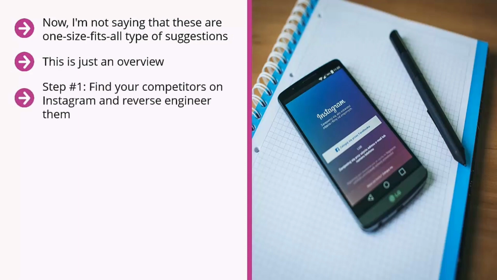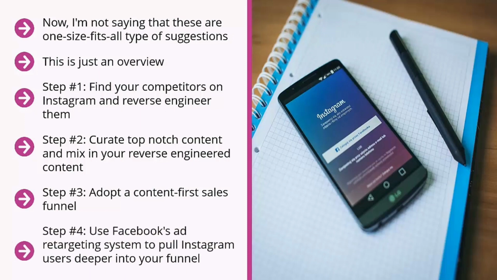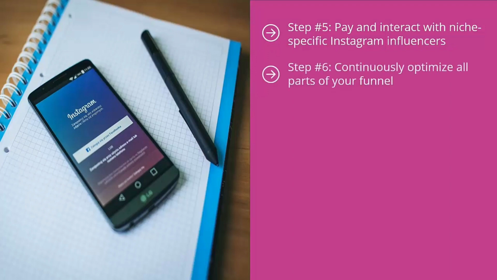Step number 1, find your competitors on Instagram and reverse engineer them. Step number 2, curate top-notch content and mix in your reverse engineered content. Step number 3, adopt a content-first sales funnel. Step number 4, use Facebook's ad retargeting system to pull Instagram users deeper into your funnel. Step number 5, pay and interact with niche-specific Instagram influencers. Step number 6, continuously optimize all parts of your funnel. Now that you have an overview of what you need to do, let's dive in, starting with video 4.